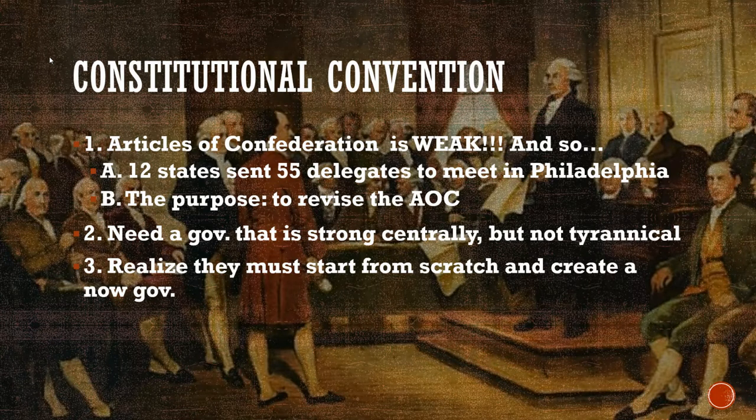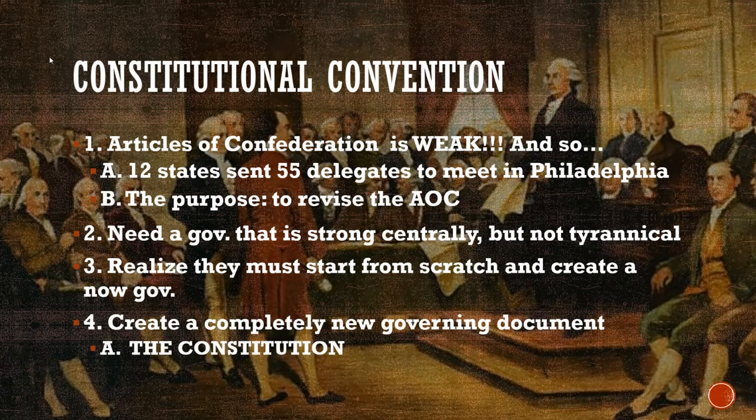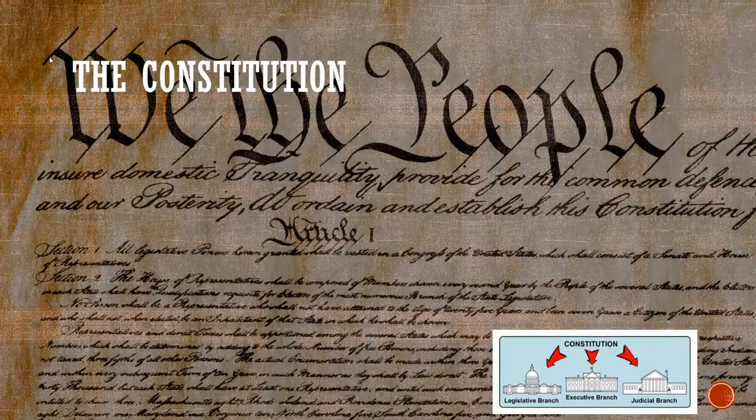The Articles of Confederation is too far gone. It can't be revised, and we need to create a new government. That new government that we end up creating is called the Constitution. And so let's talk about what the Constitution is.